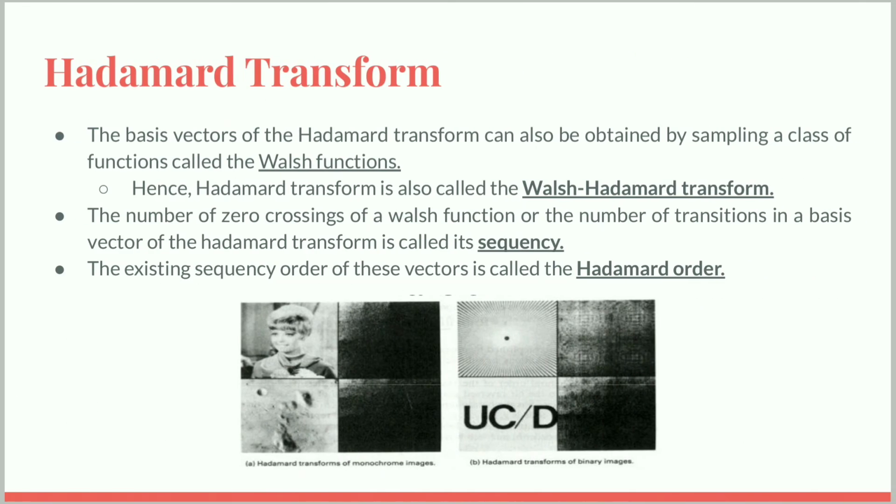The basis vectors for Hadamard transform can also be obtained by sampling a class of functions called the Walsh function. Hence, Hadamard transform is also known as the Walsh-Hadamard transform. The number of zero crossings of a Walsh function, or the number of transitions in a basis vector of the Hadamard transform, is called its sequency. The existing sequency order of these vectors is called the Hadamard order. These are examples of Hadamard transforms of monochrome images and binary images. A clearer picture will be available in the textbook by Anil K. Jain.